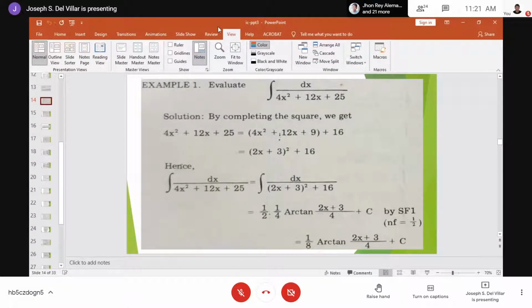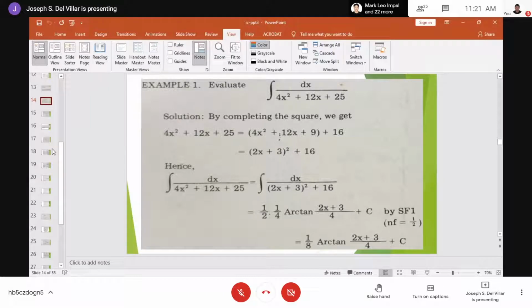Okay, so this is completing the squares. The given is transformed into the integral of dx all over the quantity 2x plus 3 squared plus 16. So this is plus. So gagawin nyo is tangent, no? Yung may tangent.